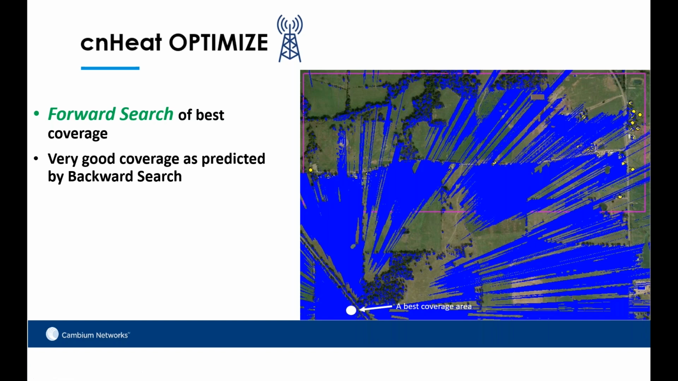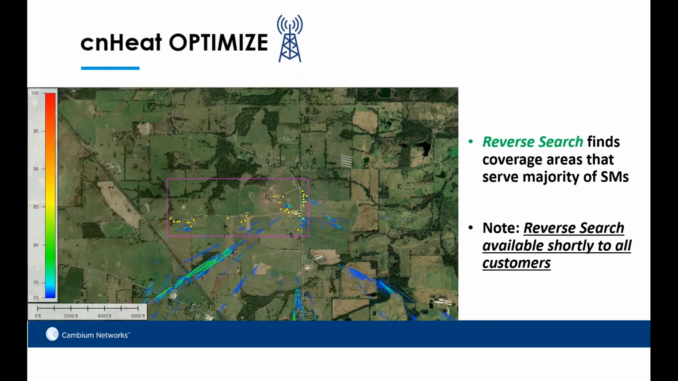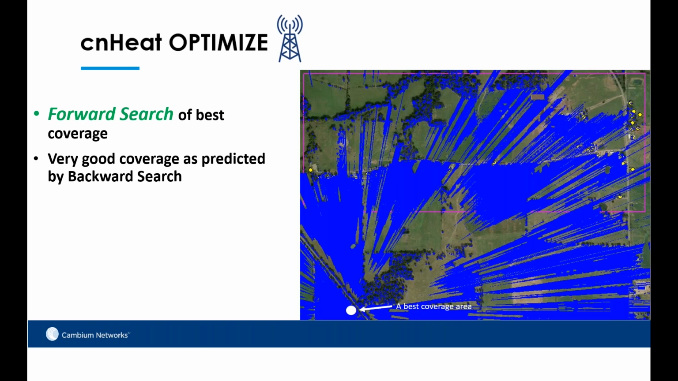And so what's nice about this optimize, which we have in beta right now, in near real time, is you can go back and forth from reverse search to forward search, and you can do it on a large area, and it's under your control, and we can help you to make that a reality, so you can optimally place your sites at the best latitude, longitude, and height.